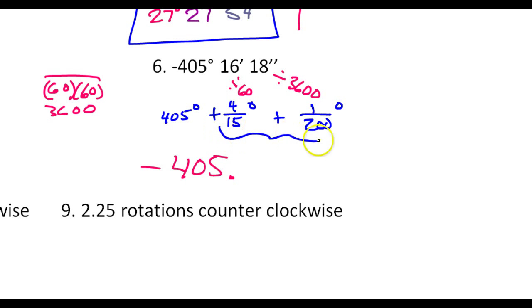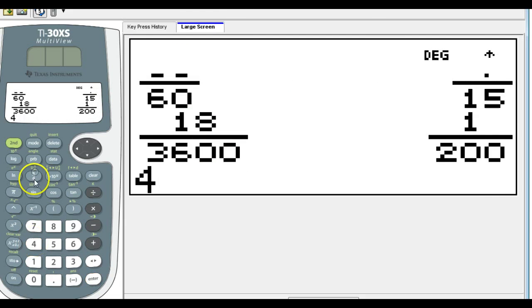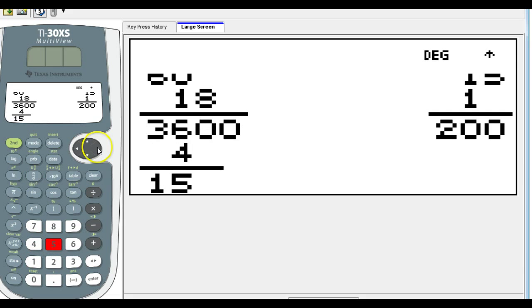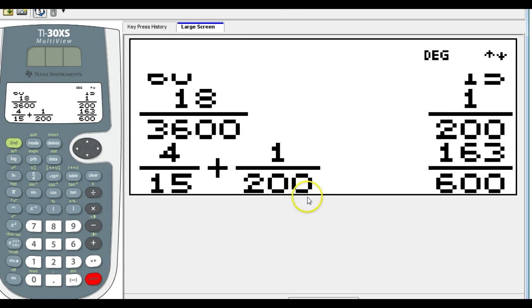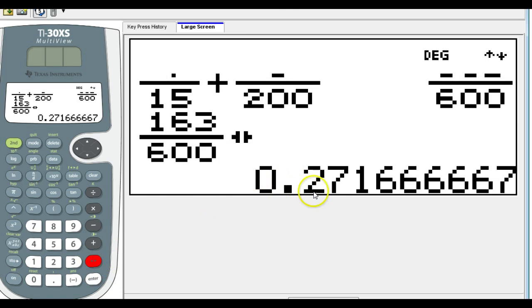Okay, so let's just add these up, and that will give us our decimal part. So 4/15 plus 1/200th. Okay, so that'll be 0.272 because we have to round up.